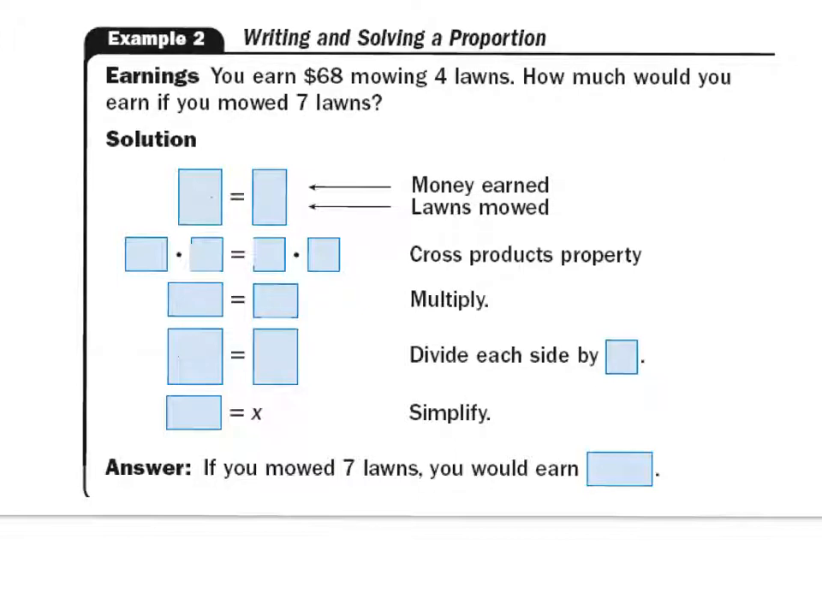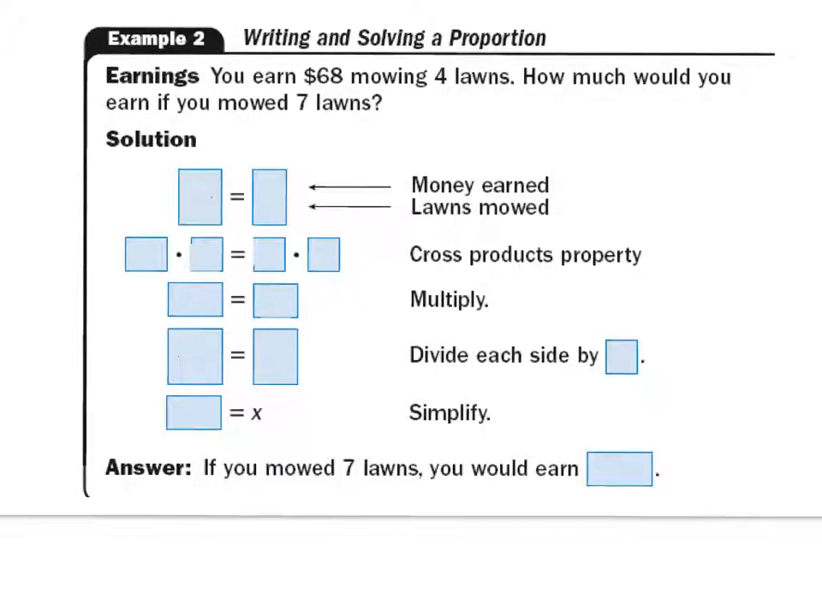So today we're just going to do one word problem. In your homework, there are just a couple word problems, and then we're going to keep practicing these word problems a lot over the next couple weeks. This problem says you earn $68 mowing 4 lawns. How much would you earn if you mowed 7 lawns?